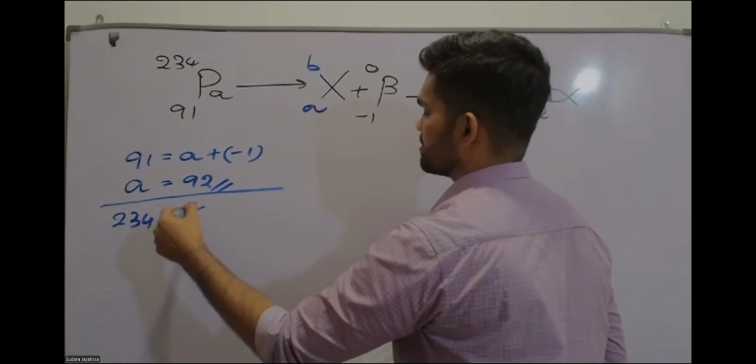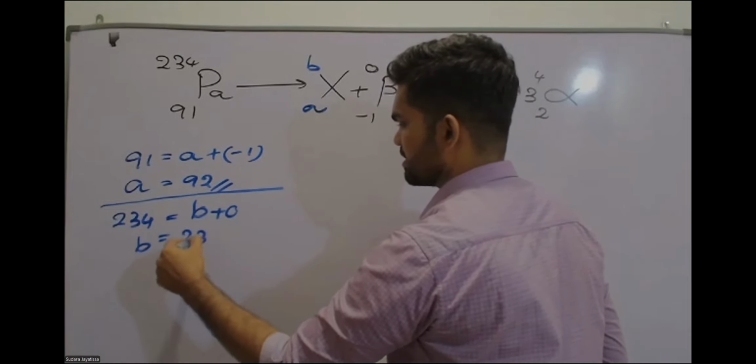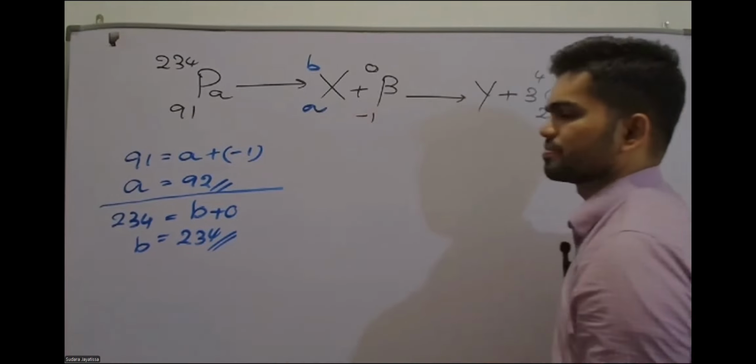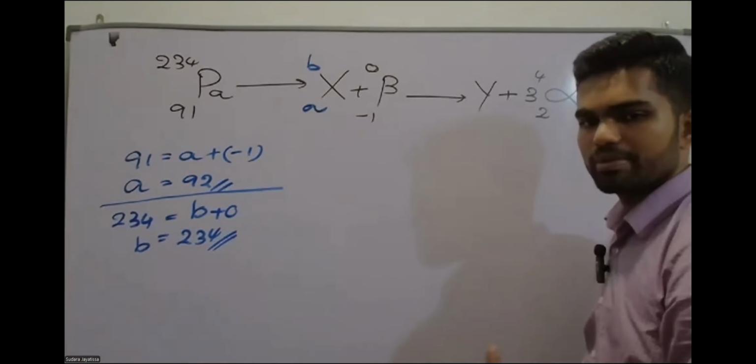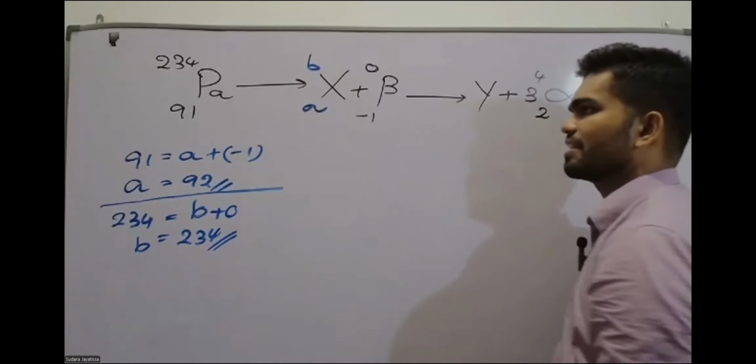234 is equal to B plus 0. So that means our B is equal to 234. You don't need to write like this. I'm just writing it for explanation. Right? You can just count them and get the answer.